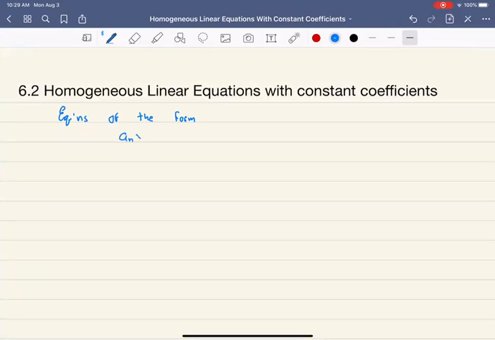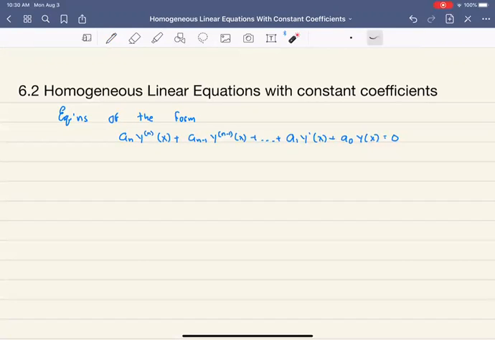a sub n, y to the n, so this is the nth derivative of y, plus a sub n minus 1, the n minus 1 derivative of y, all the way down to a1 y prime of x plus a0 y of x equals 0. Okay, so let's take a look at all these terms.